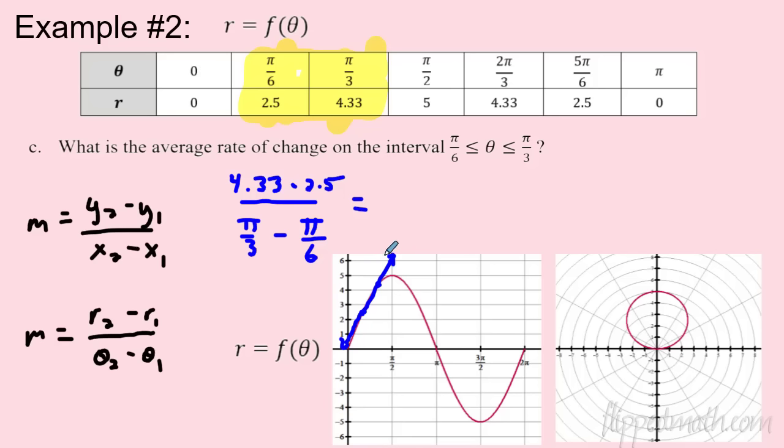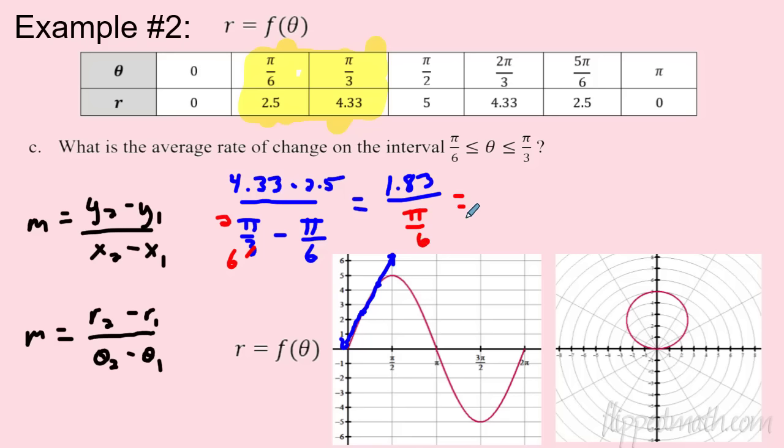Let's crunch some numbers. What is 4.33 minus 2.5? 1.83. You may have heard my calculator clicking. I wanted to double check I didn't make any mistakes. And then what do we do here to subtract these? If you want to get a common denominator here, you can. You can easily turn it into 6 if you times it by 2. So the common denominator would be 6. If you times the bottom by 2, you have to times the top by 2. So what is 2 pi over 6 minus pi over 6? It just gives you pi over 6. Awesome.